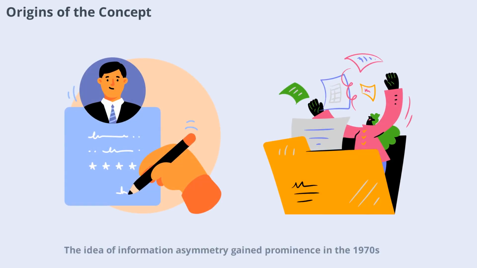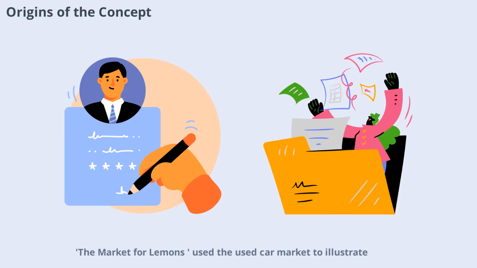The idea of information asymmetry gained prominence in the 1970s, thanks to economists like George Akerlof. His famous paper, The Market for Lemons, used the used car market to illustrate how information gaps can lead to market failures. Since then, the concept has become central to understanding how markets function and why they sometimes break down.